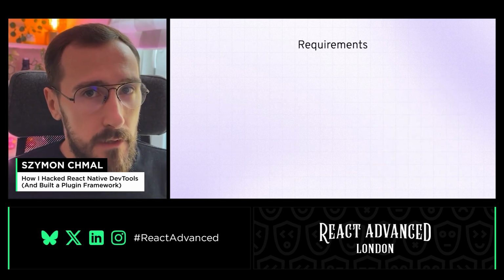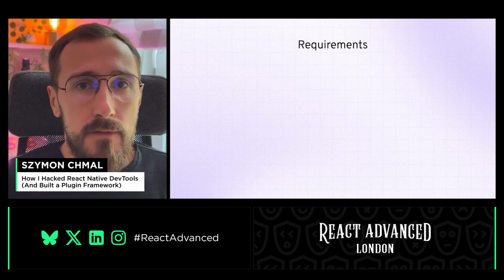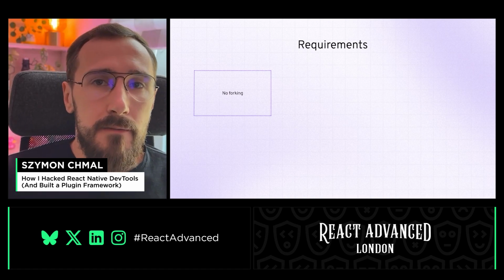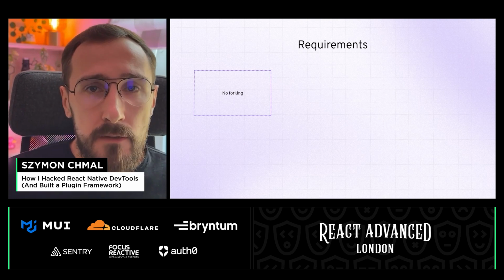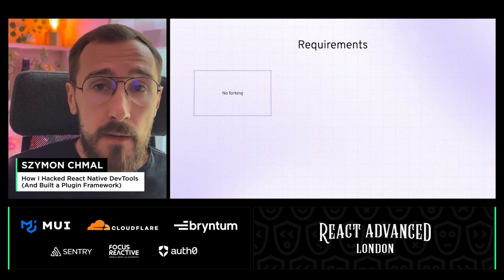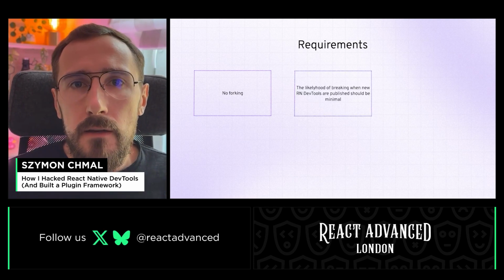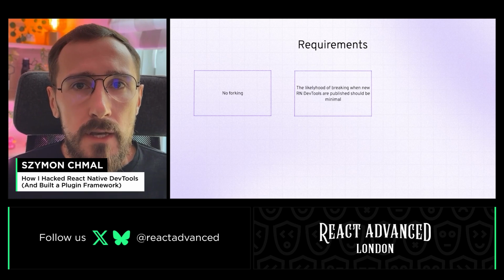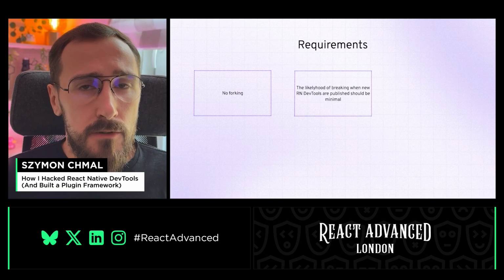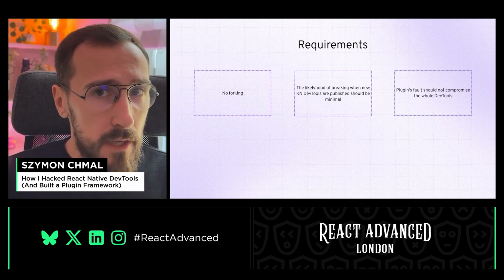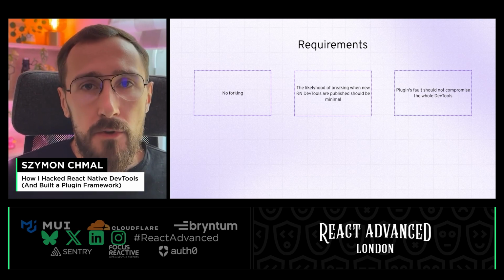Now, before we dive into the code, we need to understand what the constraints of our custom DevTools plugin framework are. First of all, we don't want to fork anything because we don't have capacity to maintain any forks and to, for example, synchronize the changes between the upstream repository and our fork. We don't want to block users from using React Native DevTools if our custom framework fails to load. So our changes to the infrastructure should be minimal. If any plugin fails, the whole DevTools UI should still work correctly, again, to not block users from developing.